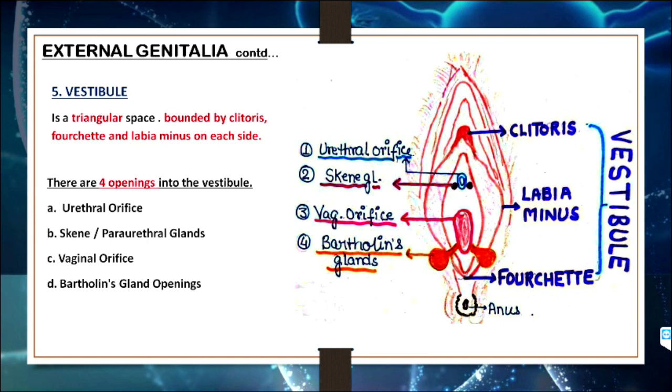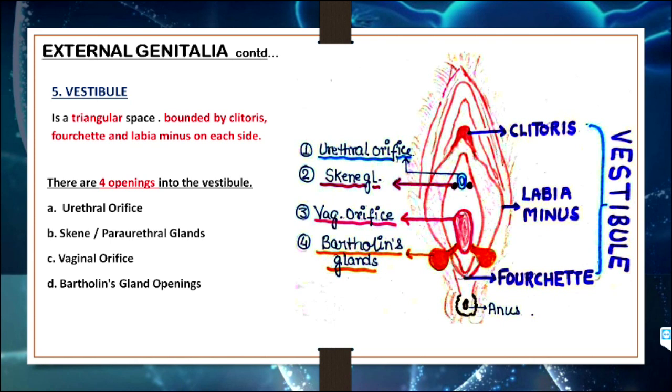Bartholin glands. See, around the vaginal orifice there are a pair of Bartholin glands. You can see in the diagram, these Bartholin glands open in the Bartholin duct, and this duct opens in the vaginal orifice. So Bartholin glands generally are yellow white in color, and pea-sized glands.